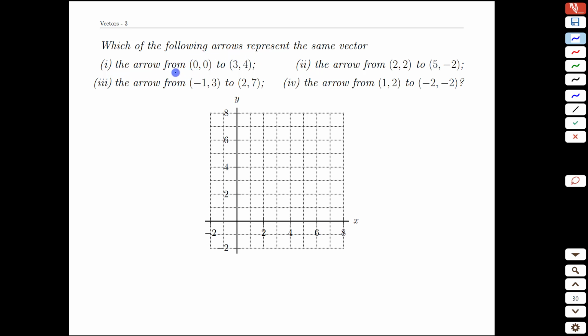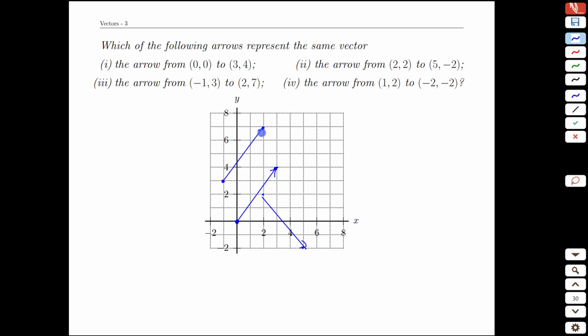For instance, we can draw a vector that starts at 0, 0, the origin, and goes to the point 3, 4 up here. That is a perfectly reasonable vector. And notice it has an arrow, so this would be the start and that would be the end point. We can also draw these other vectors, let's say from 2, 2 to 5, negative 2 down here. That is another vector. Those are very clearly different vectors. How about negative 1, 3 to 2, 7?